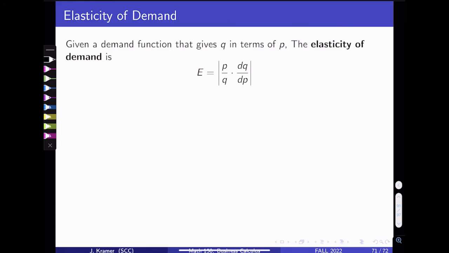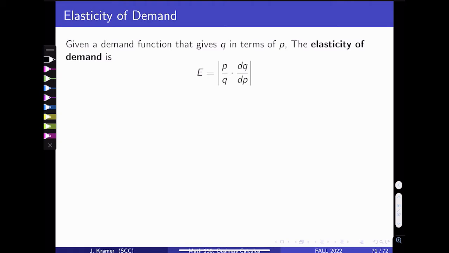This video will cover section 2.10, other applications of optimization. Specifically, we will cover elasticity of demand. Given a demand function that gives Q in terms of P, that is the number of units as a function of the price. Up until this point, we've seen price as a function of the number of units. Demand will depend on price.